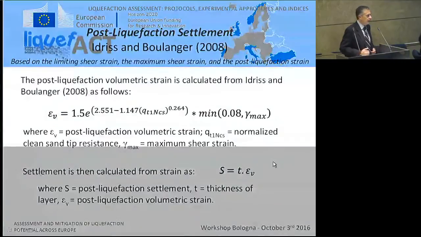So in the end, you have the volumetric strain, which is a little bit better for their proposal than the one that Zhang et al. defined in 2012. And the settlement is just an integral of these volumetric strains in depth, multiplying the thickness of the layer. So we are worried about the post-liquefaction displacement settlements.